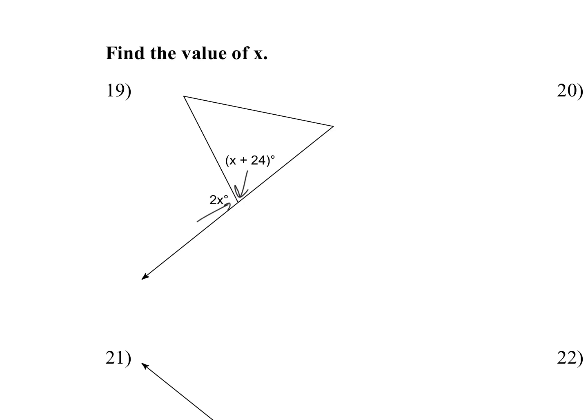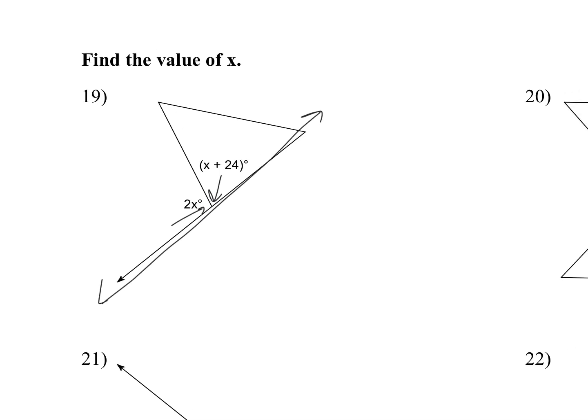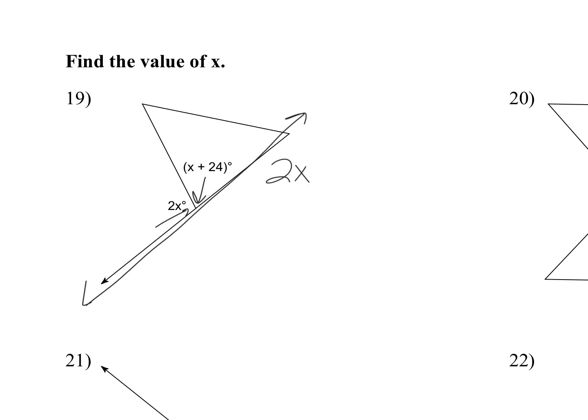Would we say those two angles are equal? No. What do we know about them? Why do you say that? There's a straight line. Okay, so how would we set that up? 2x plus x plus 24 equals 180. Add like terms, which is x's, so 3x plus 24 equals 180. Is everyone okay with this step so far?